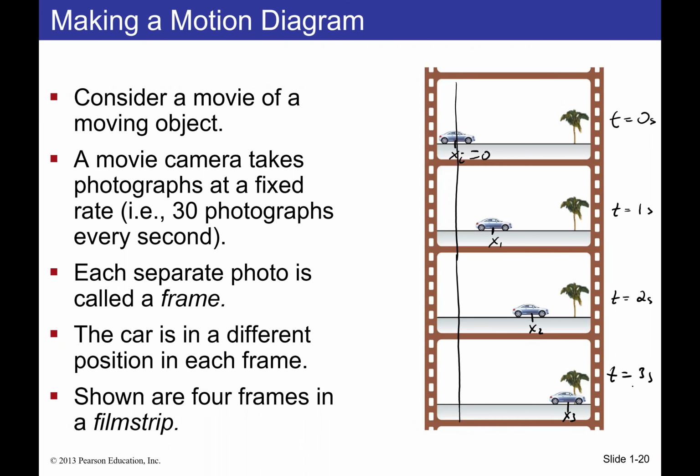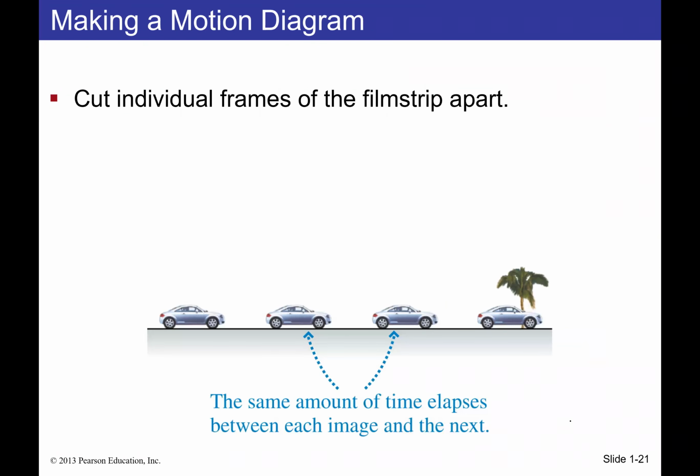All right, so shown are 4 frames in the film strip. Putting everything together, what we get here is an image like this. This is the position of the object: X initial, then this is X1, and this is X2, this is X3, and so on and so forth. I also want to make sure you understand which one is the starting position, at t equals 0.